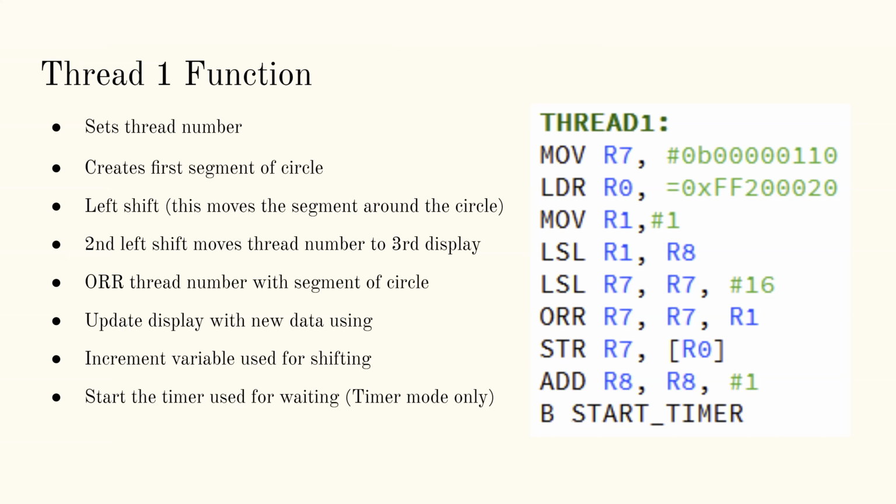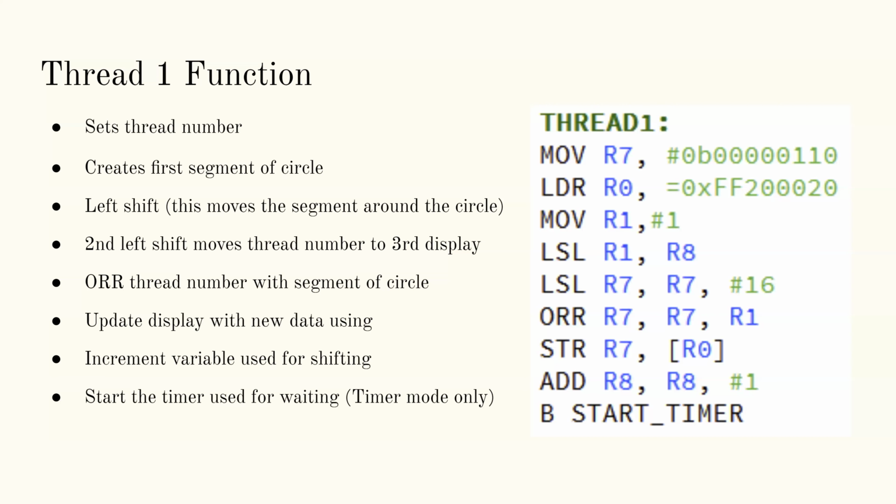The second left shift there simply moves the thread number to the third display, so we know what thread we're running visually. The OR combines the thread number with the segment of the circle. We're updating the display every time this thread is run, so you can, again, visually see where the location of the circle is. And then we're incrementing the variable that's actually used for the shifting. The goal of that variable is that when we come back to thread one, then we know, okay, where is the location of that first segment of the circle? And we can update it to the correct position each time.